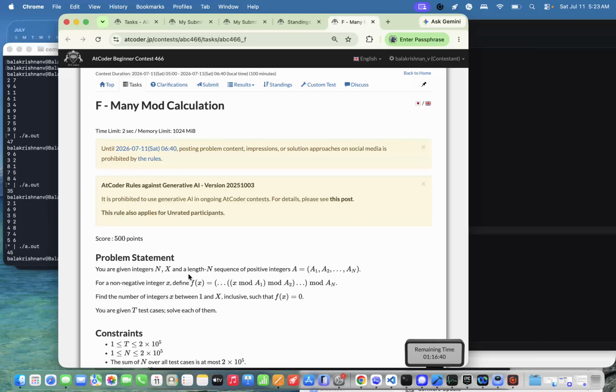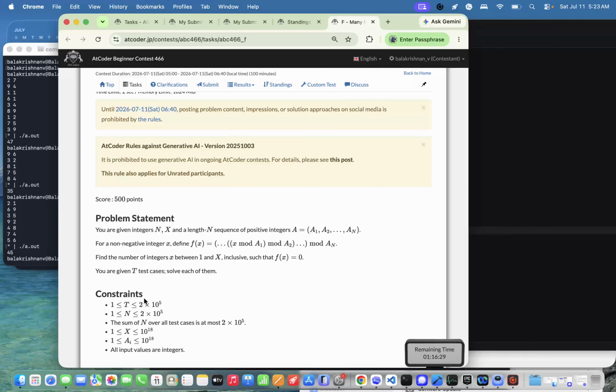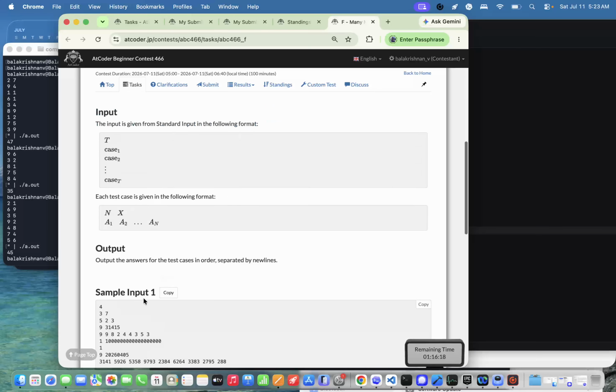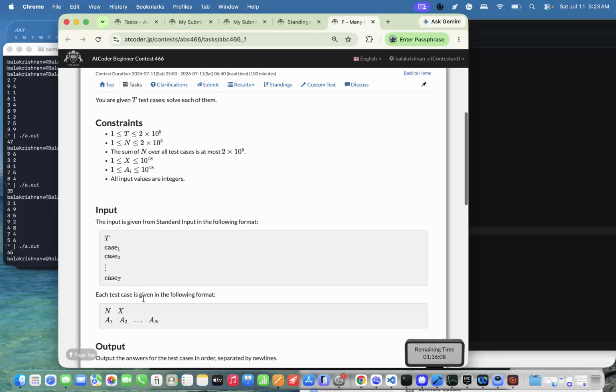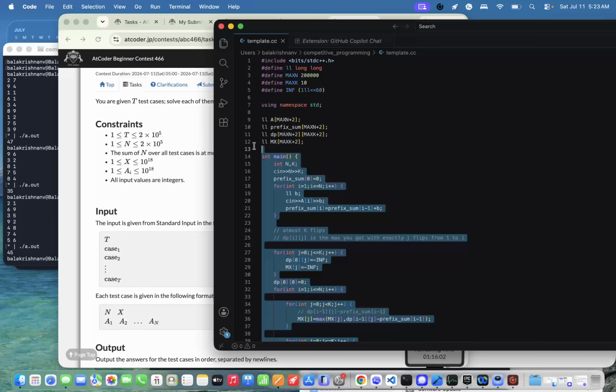Okay, so given integers n and x, then a length n sequence of positive integers. For a non-negative x, define f of x as follows. Find the number of integers x between 1 and x, inclusive, such that f of x equals 0. So recursively take the modulo. Then at some point it has to hit 0. Okay, so this one.